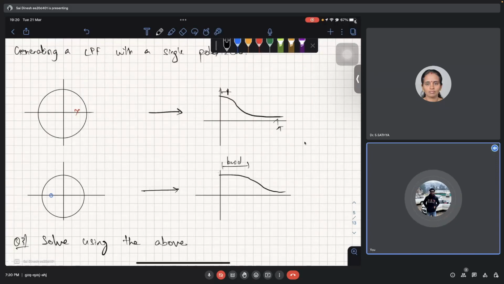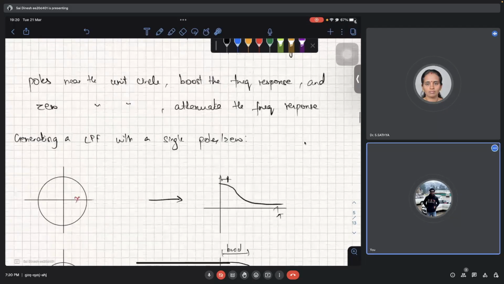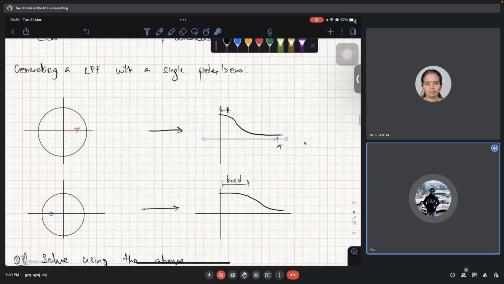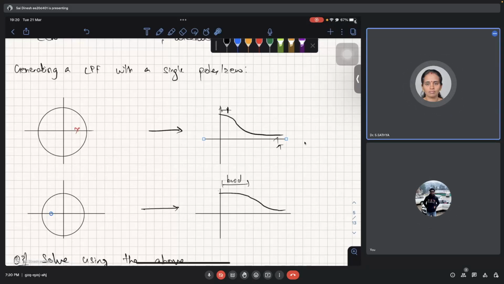Let's say you only need a low pass filter. You can create that low pass filter with either a single pole or a single zero. If you use a single pole, you have a narrow peak and a broad valley. But if you use a single zero, you'll have a broad peak and a narrow valley. Once you know the properties of the response for a single pole and a single zero, you can find it for any number of poles and zeros. Basically, you just have to superimpose all of them and find the final magnitude response, right?